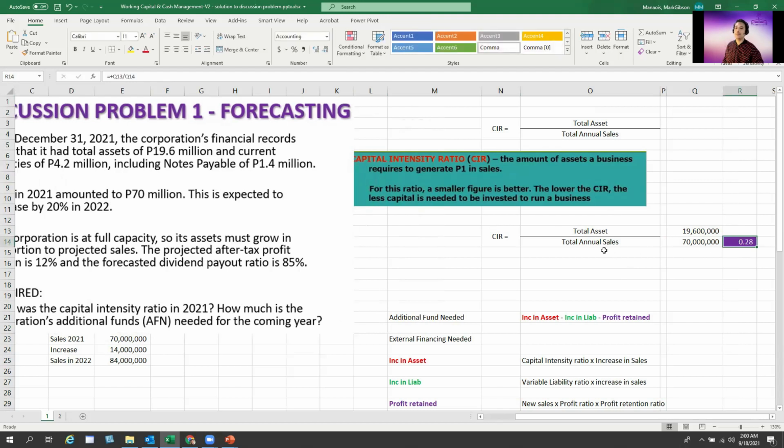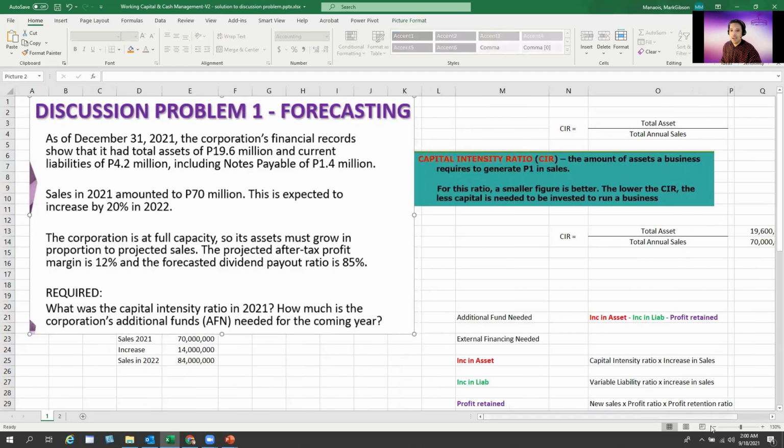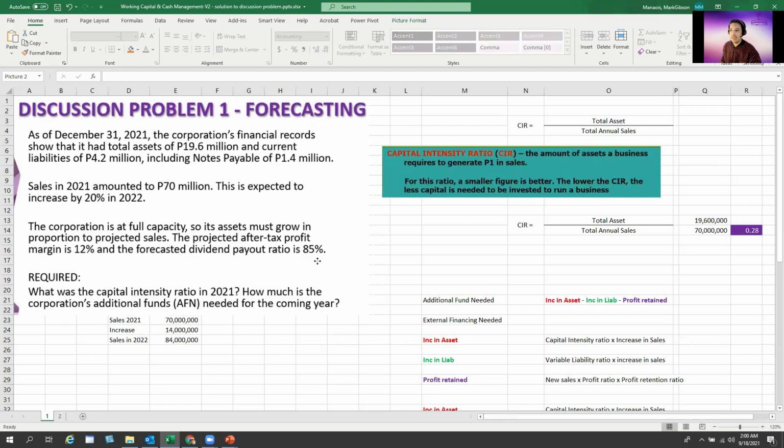Anong ibig sabihin yan? So sabi, sa kada piso gumagastos ka or the asset that's being required or used amounted to 28 cents lang, no? So that's okay, no? Pero sabi nga natin, para mas effective yung capital intensity ratio mo, the smaller the figure, the better, no? Okay. So that's requirement number 1. The answer is 0.28. Ngayon, pag-usapan natin yung requirement number 2.